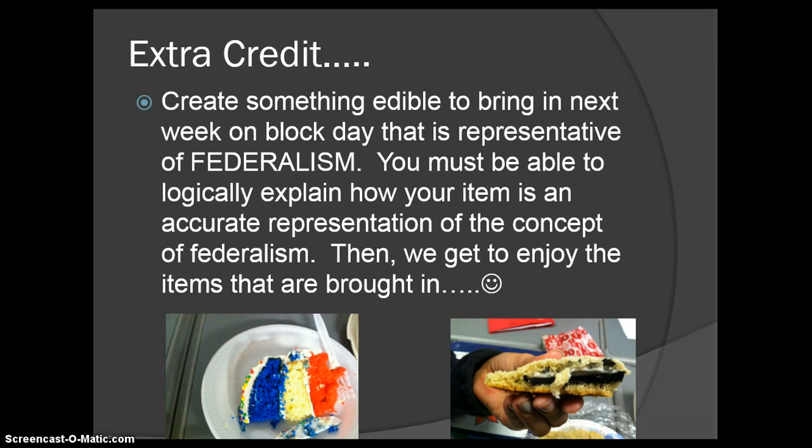Now remember, the catch is to get the extra credit, you have to practice and understand federalism enough that you can explain how your edible treat that you're going to bring in to class to share is representative of federalism, and that is a division of powers between the state and local government. So think back to the cake analogy with the yellow cake and the chocolate cake and use that as your foundation to create your extra credit. Remember, this is optional. It is not an assignment. It is only if you would like to bring something in.